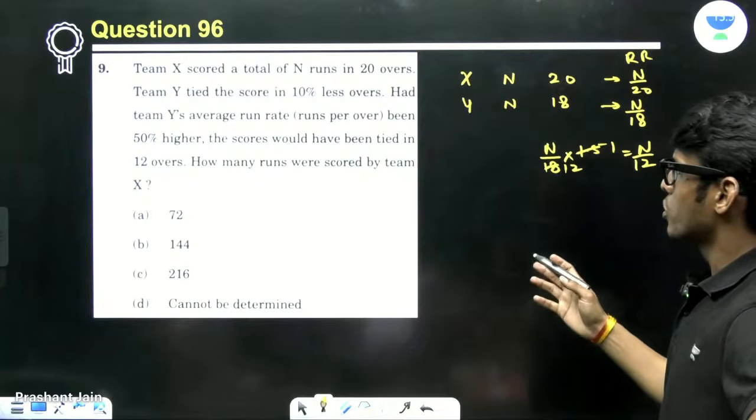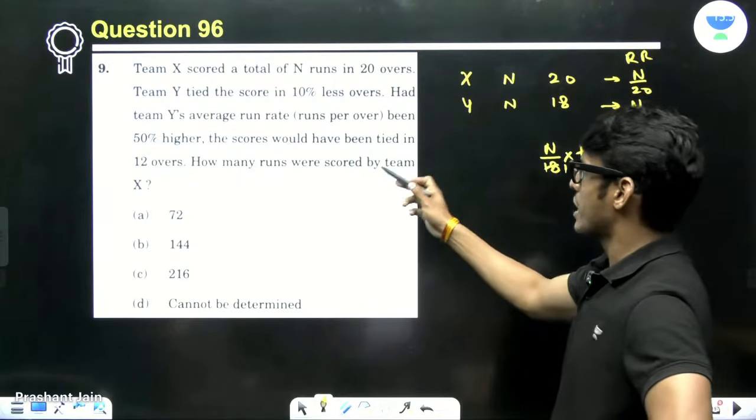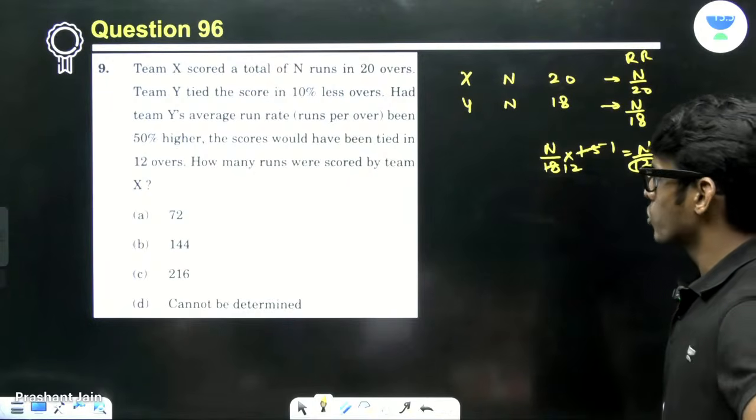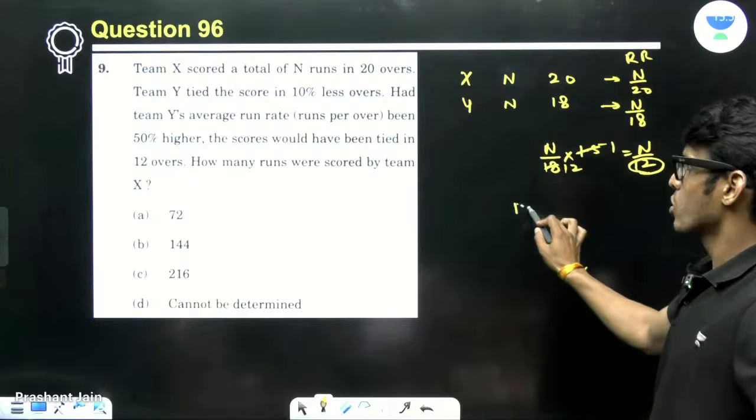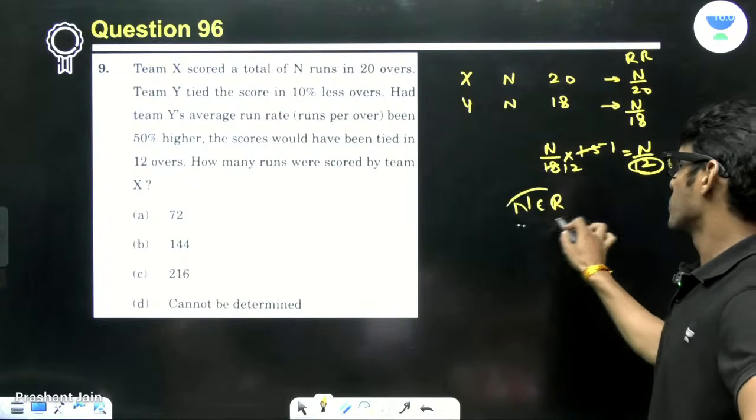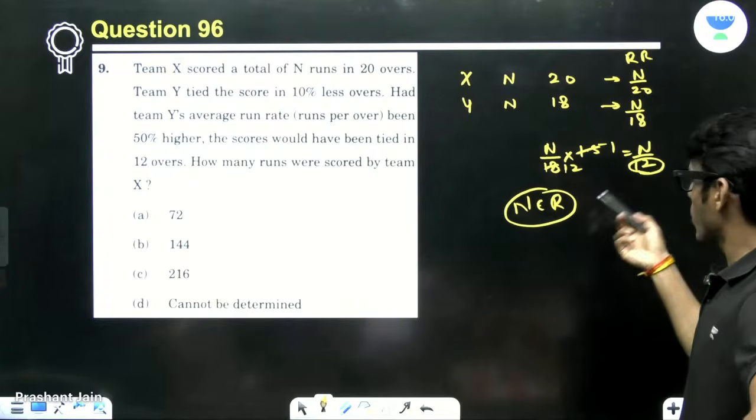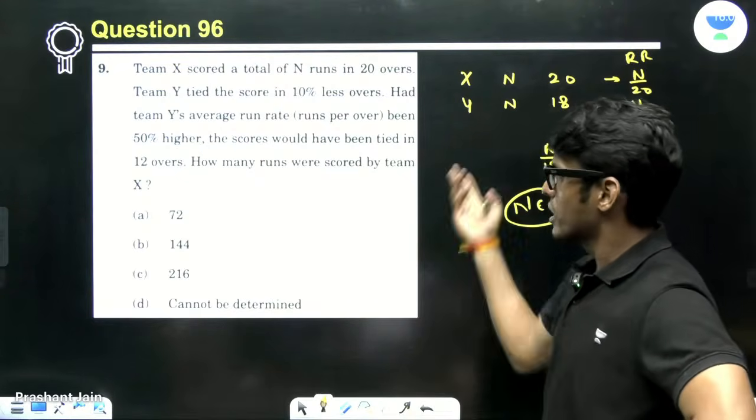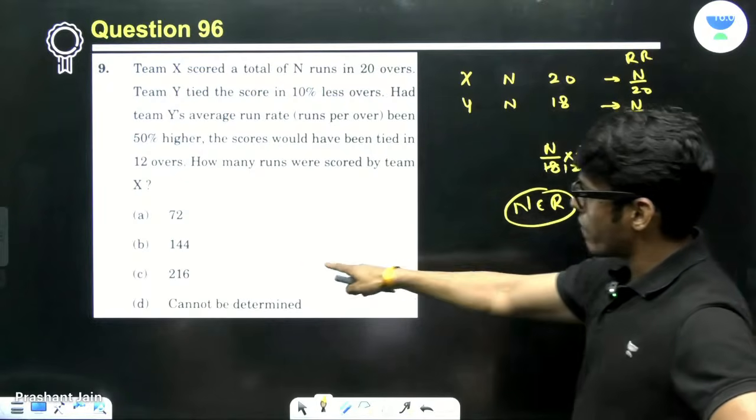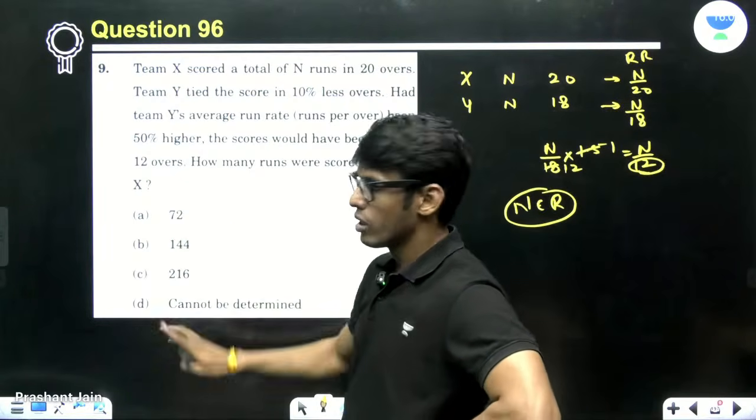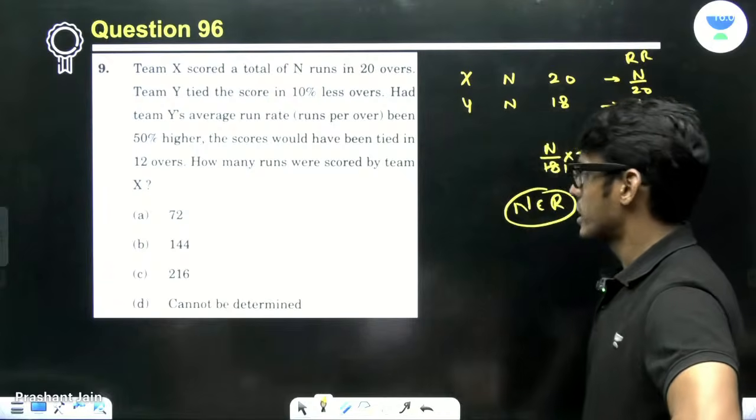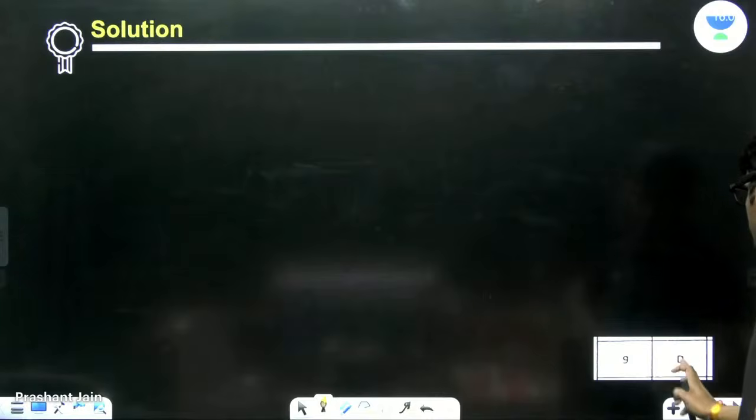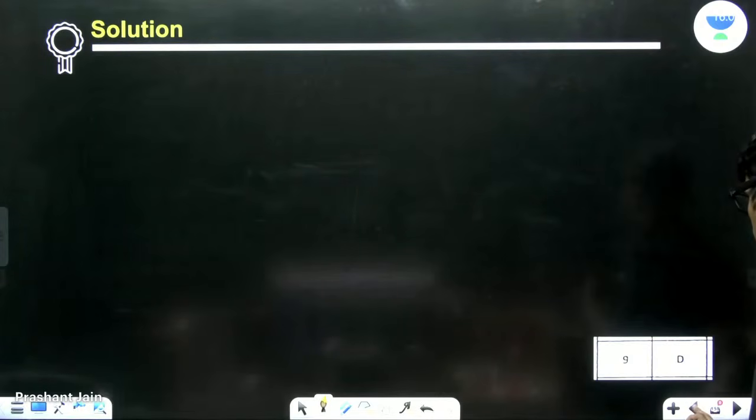How many runs were scored by team X? So the scores would have been tied in 12 overs. It is coming out to be 12 overs. So n belongs to real numbers. N is coming out to be a real number, right? Because it is coming out to be 12 only. Then this information is correct, so every number will satisfy. So it cannot be determined, right? Like I said, cannot be determined.